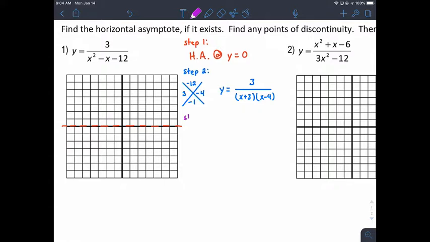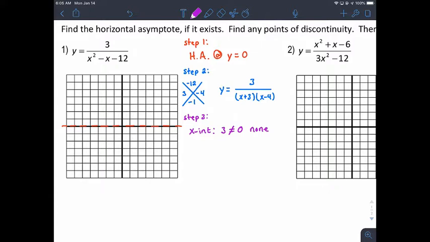Step 3, we need to figure out our zeros. So I'm going to set my numerator equal to 0 first. That's going to help me find my x-intercepts. So my x-intercepts is where my numerator equals 0. So I'm going to do 3 equals 0. Because 3 can't equal 0, that would be bad math. We have none. We don't have any x-intercepts.